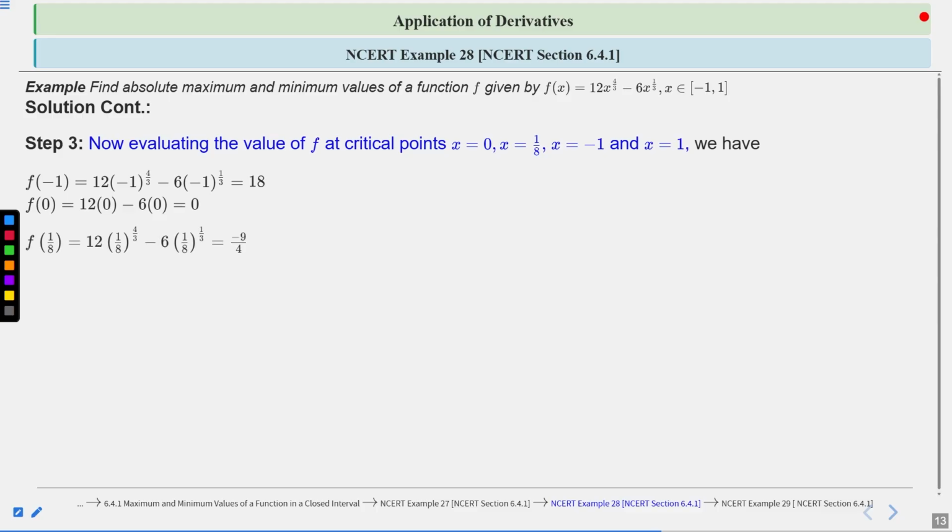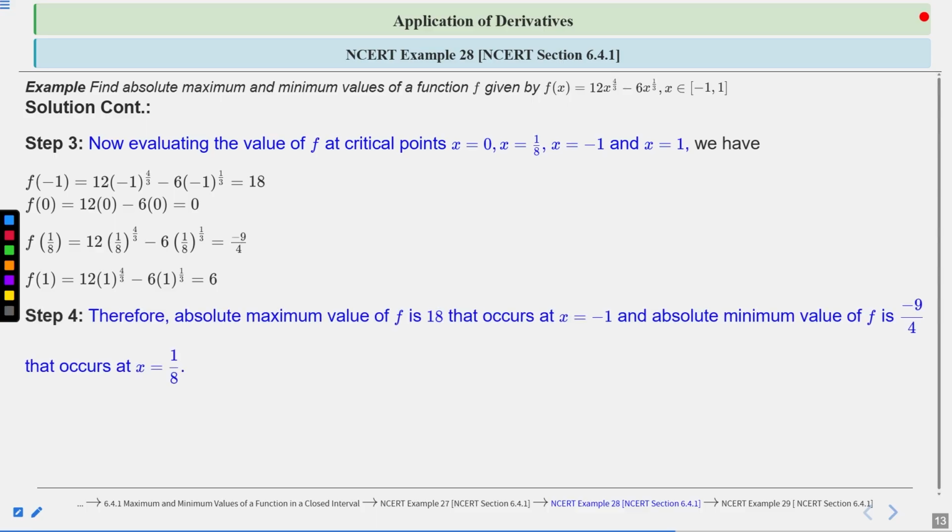Okay. So f of 1/8 will be equal to 12 times (1/8)^(4/3) minus 6 times (1/8)^(1/3), which will be equal to minus 9/4, right? Now f of 1 will be equal to 12 times 1^(4/3) minus 6 times 1^(1/3), which is equal to 6, right? So f of 1 will be equal to 6.